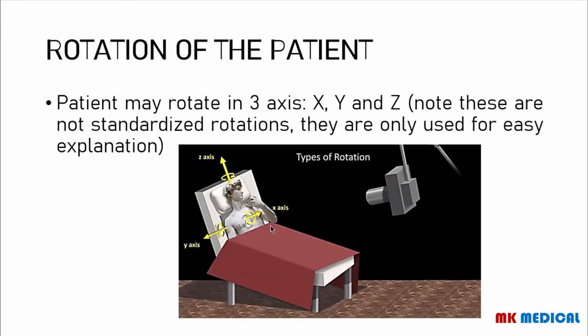So beginning with rotation of the patient. Remember that the patient can rotate in three axes. This is not really a standardized thing and it's not in the textbook, so it's just a way of helping you understand. As we can see here, you have an x-axis where the patient twists in this direction, or you can have a y-axis rotation where the patient twists in that direction, or you can have a z-axis rotation where the patient twists in that direction relative to the X-ray beam that is entering there.